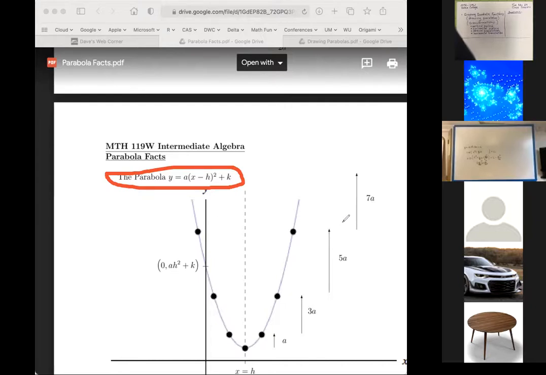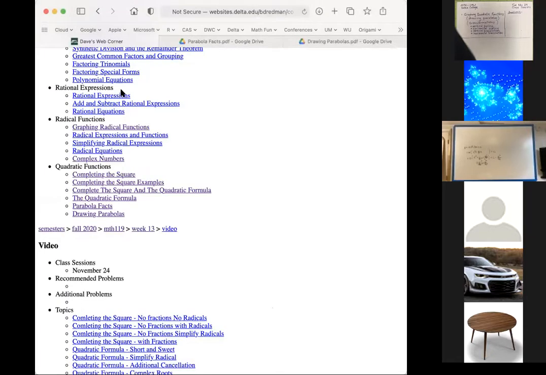I mean, we invested quite some time in drawing lines, and lines had some very particular things, slope, intercept, that made them pretty easy to draw, a pattern that repeated and repeated. Likewise, parabolas have a key pattern that repeats and repeats. And they're not as simple as lines, but they have a lot of symmetry, as you can see from these drawings. So this handout called Parabola Facts would be useful to you.